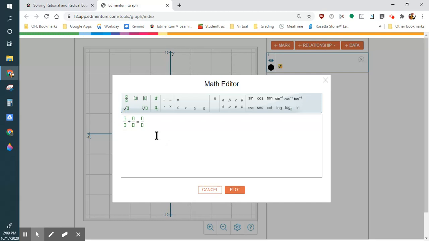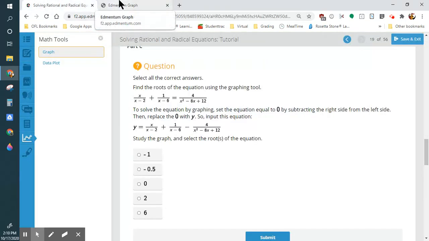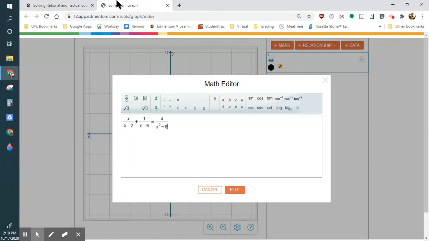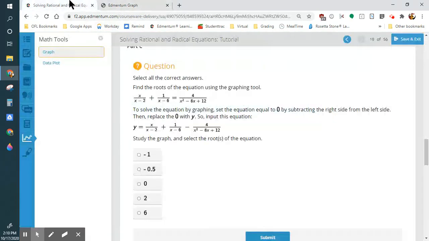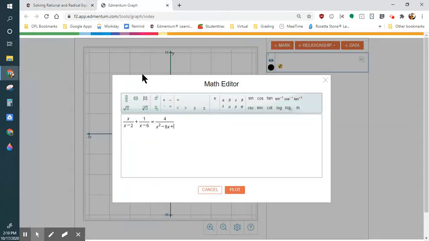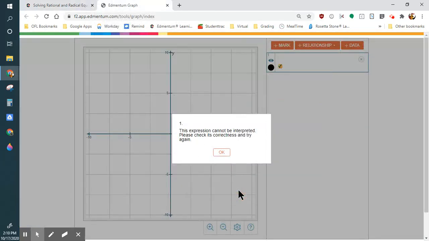I'm going to do this x over x minus 2, and I'm going to do this 1 over x minus 6, and I'm going to do this 4 over x squared. Oh, I forgot. Edmentum does control up for squares. And then I get minus 8x, and then I'm going to do this plus 12. And I'm going to plot this.